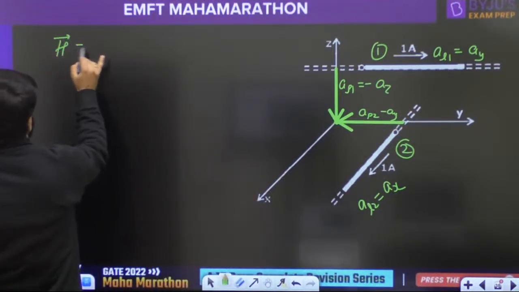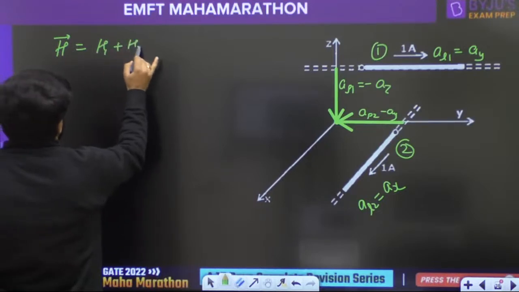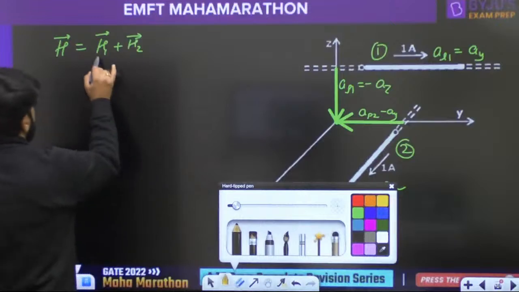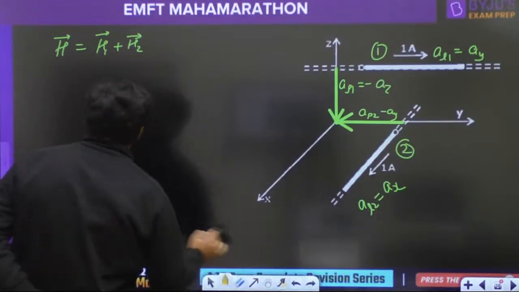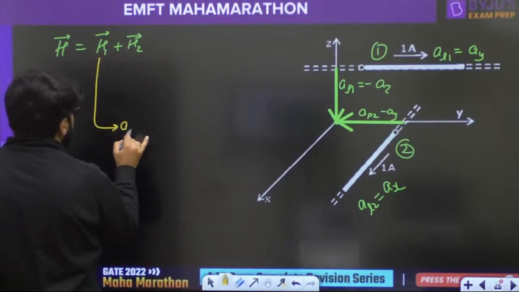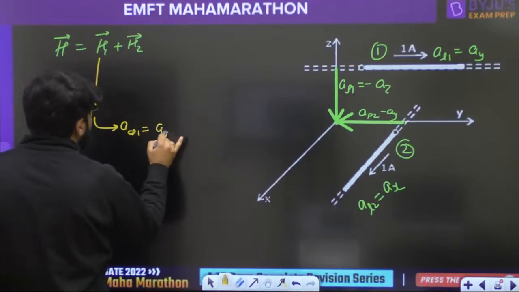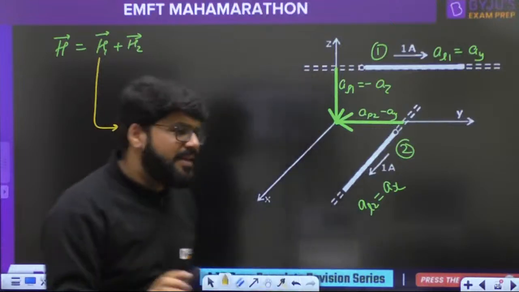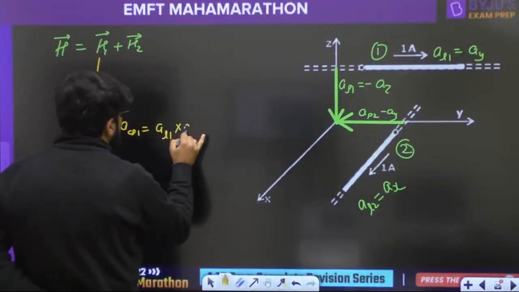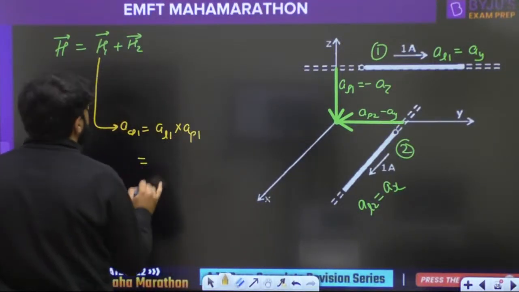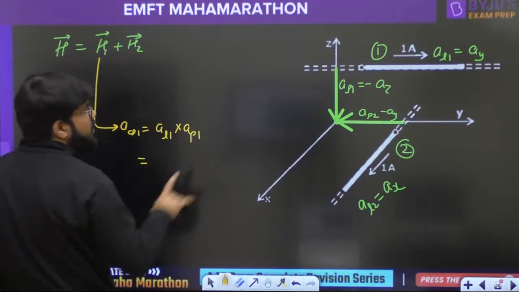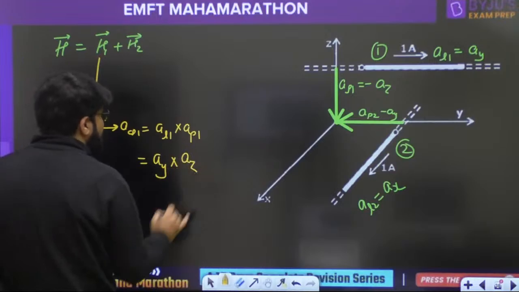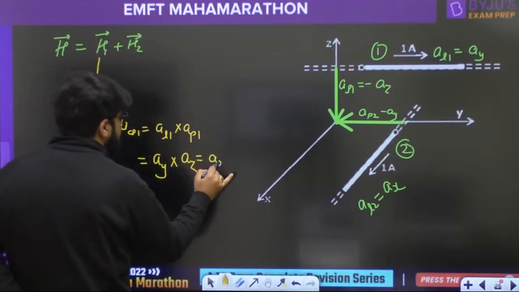Magnetic field H, the total magnetic field according to superposition, should be H1 plus H2. What is H1? H1 is in the direction A phi 1. What is the A phi formula? The direction of the magnetic field is always A phi, and A phi is given by AL cross arrow. AL1 cross arrow 1. What is AL1? AY. Cross arrow 1? AZ. What is Y cross Z? It is X.